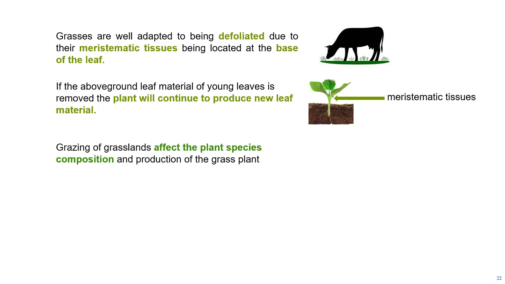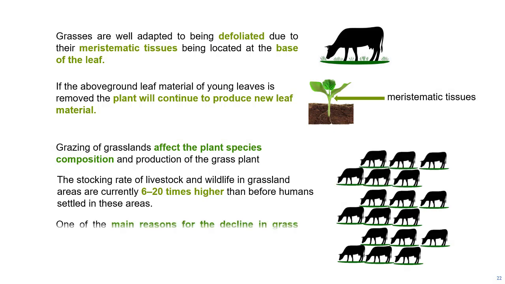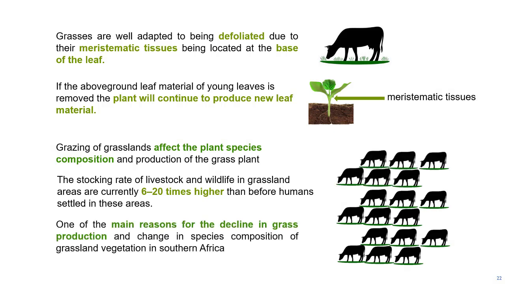Grazing of grasslands affects the plant species composition and production of the grass plant. The stocking rate of livestock and wildlife in grassland areas is currently 6 to 20 times higher than before humans settled in these areas. This is one of the main reasons for the decline in grass production and change in species composition of grassland vegetation in southern Africa.